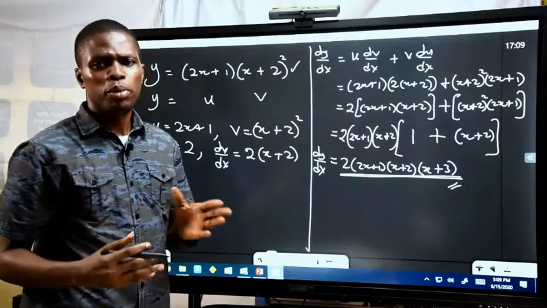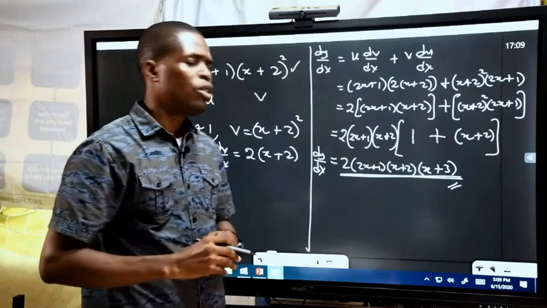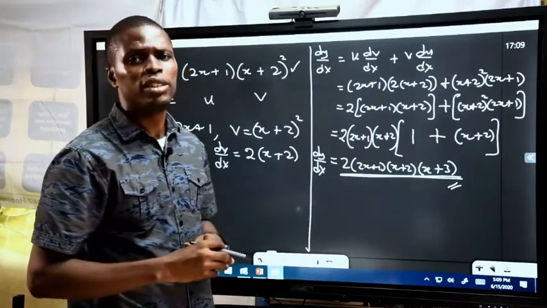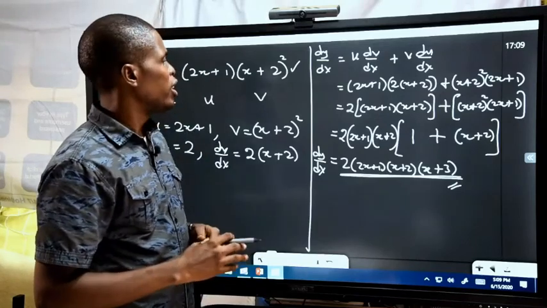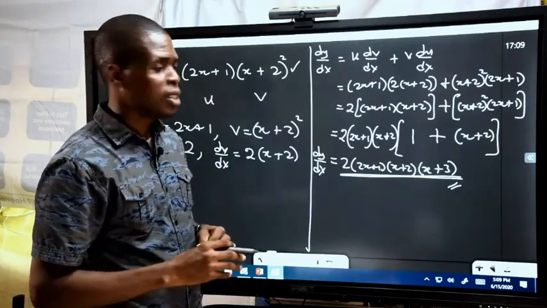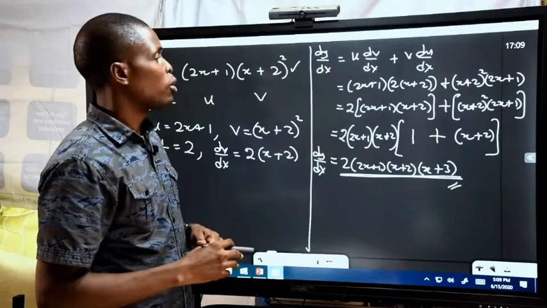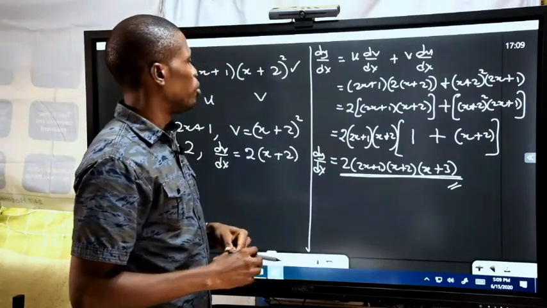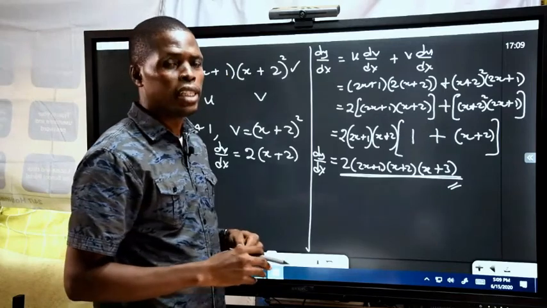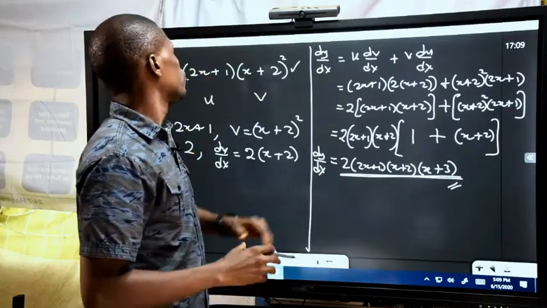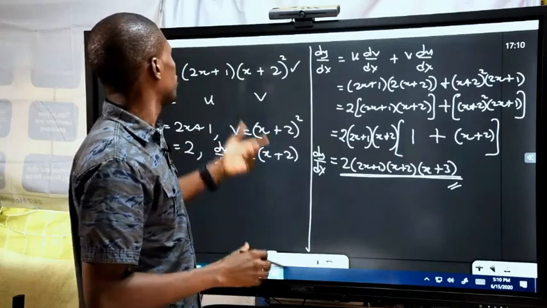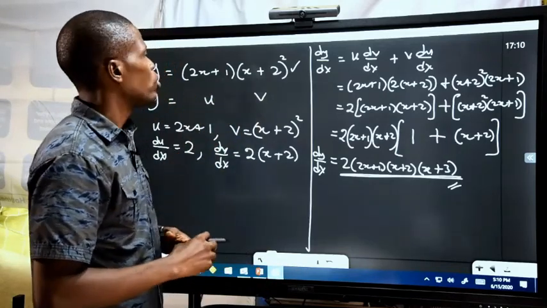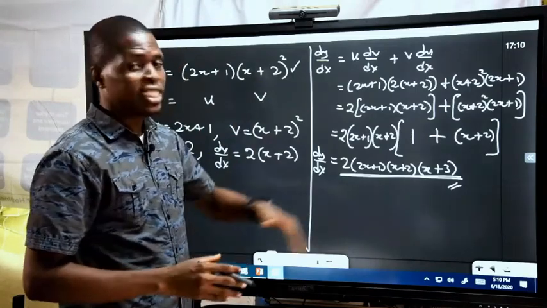So with this, we have gotten to the end, and that is the answer to the differentiation of this. Using the product rule can sometimes be cumbersome when you are solving a particular problem, so you need to be a little bit slow and steady with it, otherwise you'll miss the steps. So that is the solution to y equals 2x plus 1, in bracket, close bracket, open x plus 2, close bracket, all squared. And this is our solution.